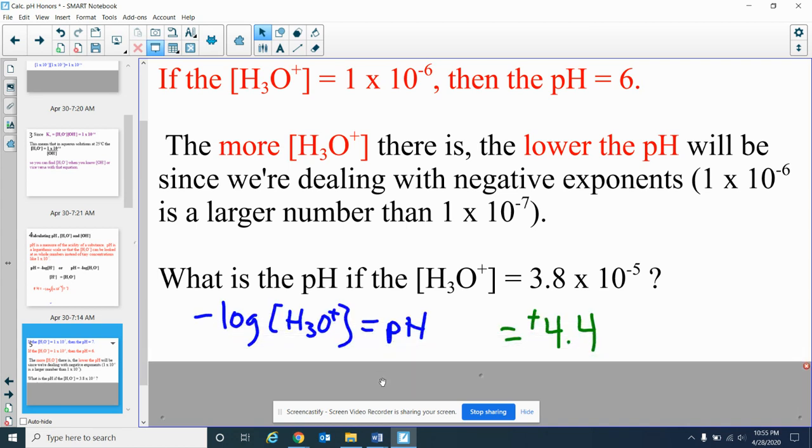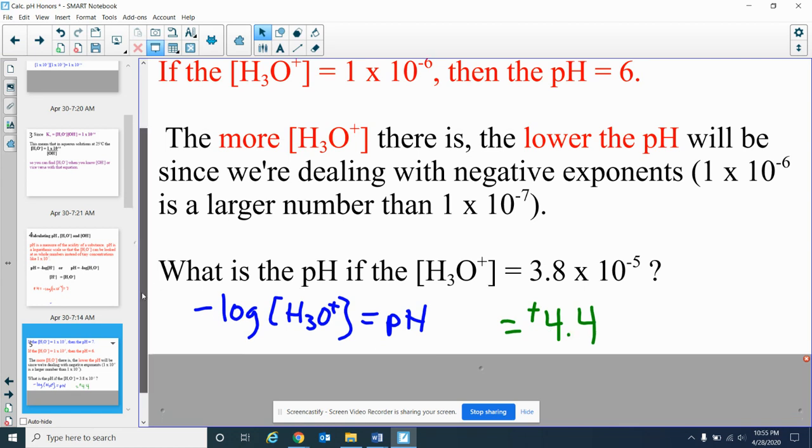So when we calculate that, minus the log of 3.8 times 10 to the minus 5th, it comes out to be positive 4.4. Okay, so this number being minus the log of lowered it from 5 a little bit. So you can just plug that in your calculator. Minus the log of 3.8 times 10 to the minus 5th, we get a pH of 4.4.